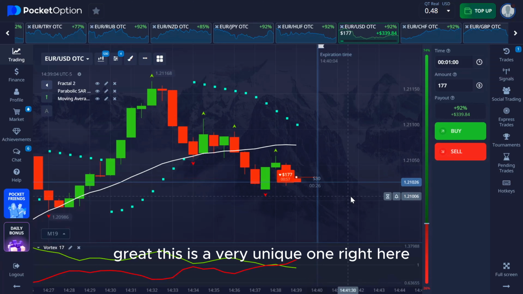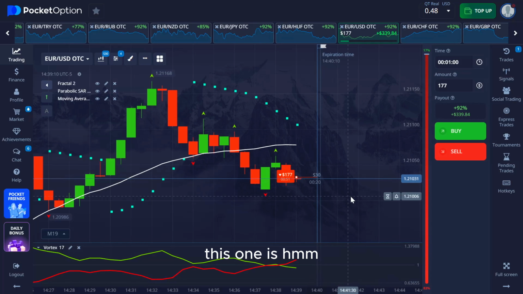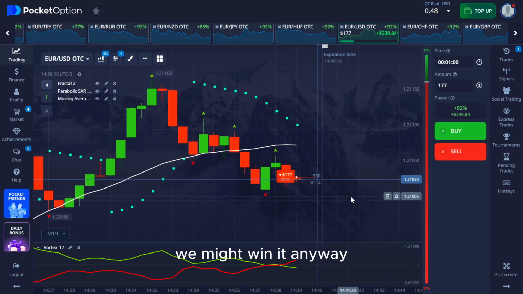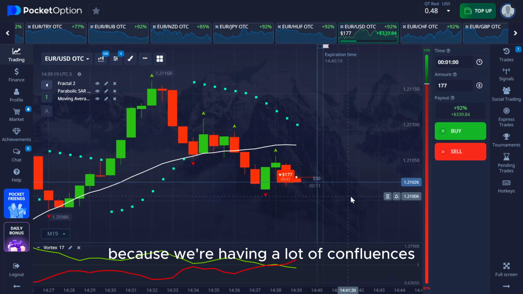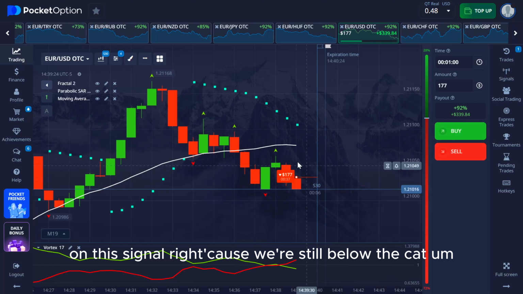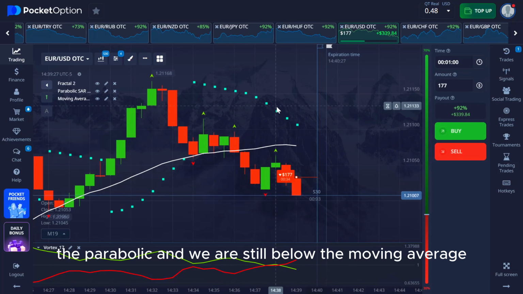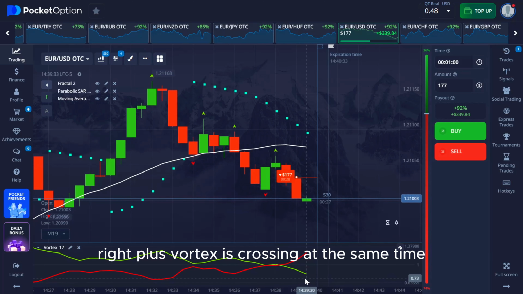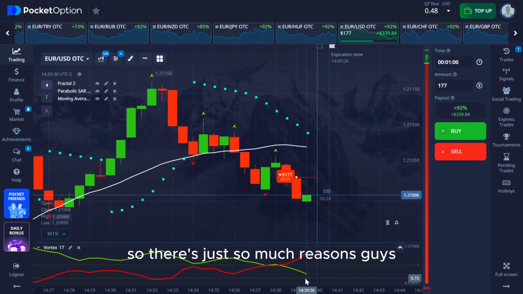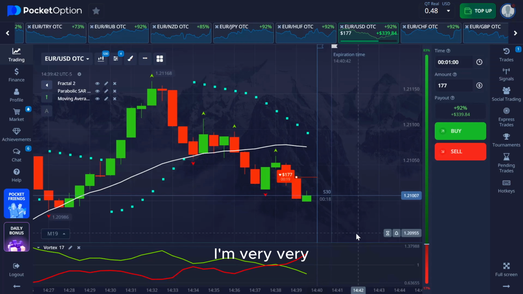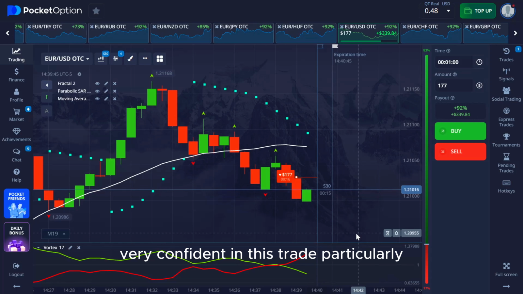Okay, great. This is a very unique one right here. I would say this signal is medium, but we might win it anyway, because we're having a lot of confluences on this signal, right? Because we're still below the parabolic, and we're still below the moving average, right? Plus the vortex is crossing at the same time. So there's just so many reasons, guys. I don't think we could lose this trade, right? I'm very, very confident in this trade particularly.